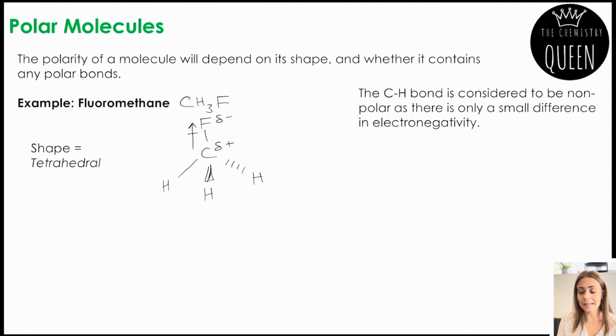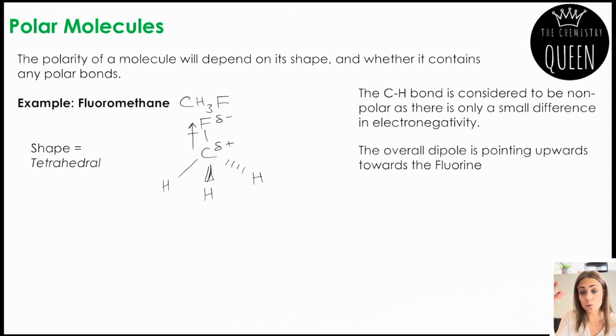Okay, what does that tell us? That tells us that the electron density is lying up towards the fluorine. That means that this molecule is going to be polar because you've got one dipole and it's pointing in one direction, so there's nothing to cancel it out. So this molecule is polar.